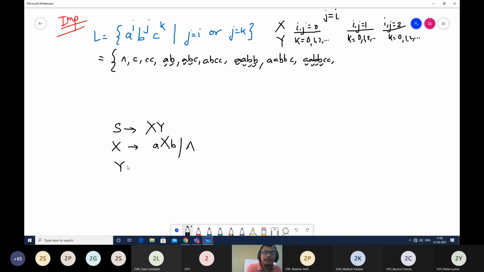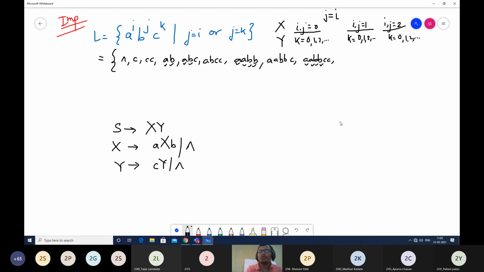What is the second thing? Y. What is Y doing? Y is maintaining C's, any number of C's. So it is CY or null. So if I have no C's, directly I can apply Y gives null. So I'll have no C's. If I need one C, I'll apply Y gives CY, and then Y gives null. So I'll have only one C. If I need two C's, I'll apply Y gives CY once. Then again I'll apply Y gives CY, so I'll get two C's, and then Y gives null.